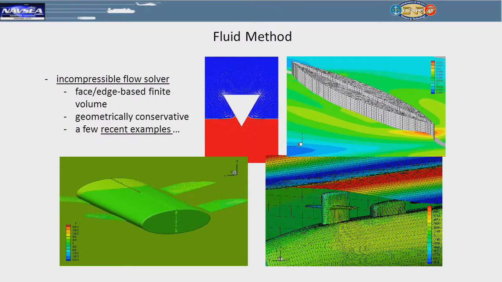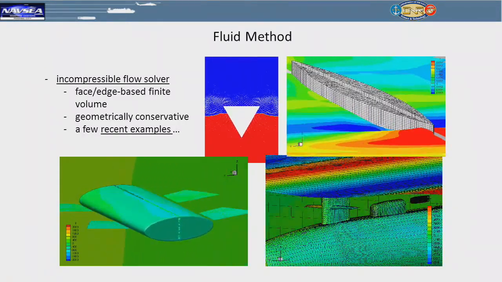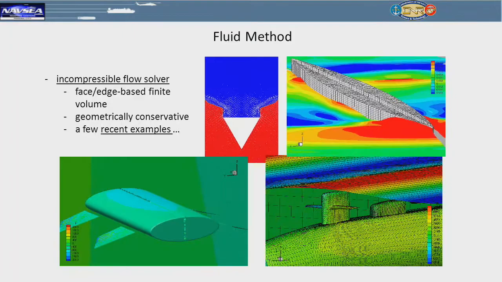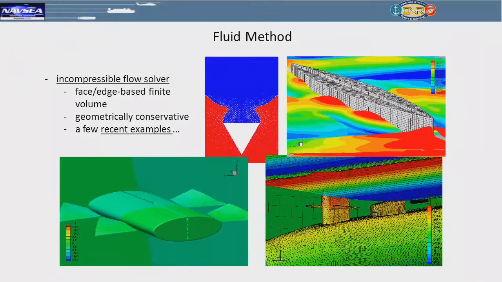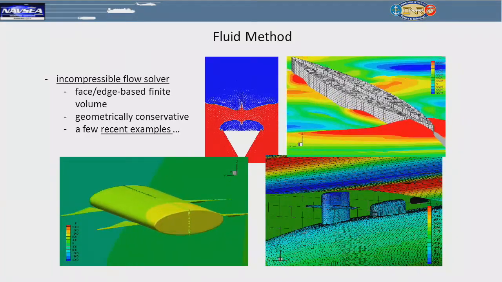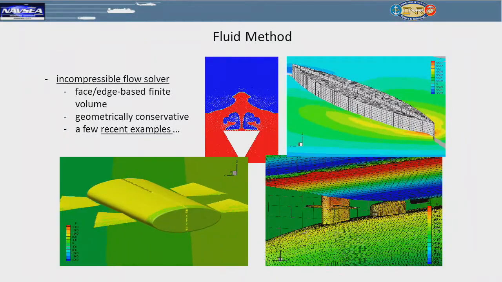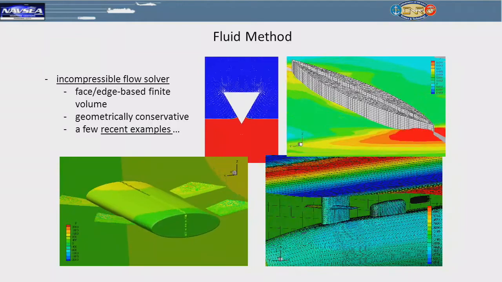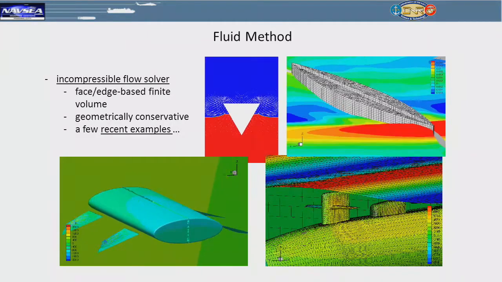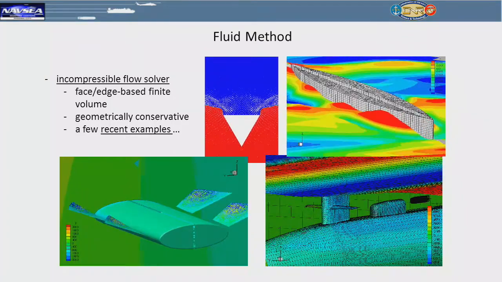Okay, regarding the fluid method that we use, this is sort of our advertising image of the types of work that we do here in Panama City. The work shown here is done using our current incompressible flow solver, which is a face edge-based finite volume scheme. It's geometrically conservative, so we can use it on a lot of moving boundary deforming grid problems. And there are just a few recent examples of the things that we've done. A lot of free surface work, a lot of rigid body dynamics work, and some fluid structure interaction, which we'll be talking about here today.